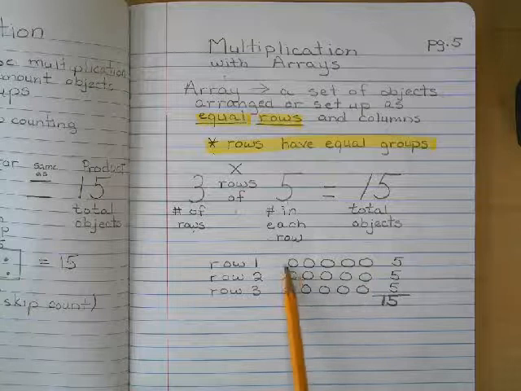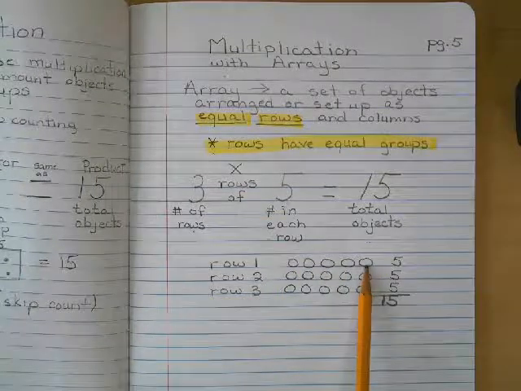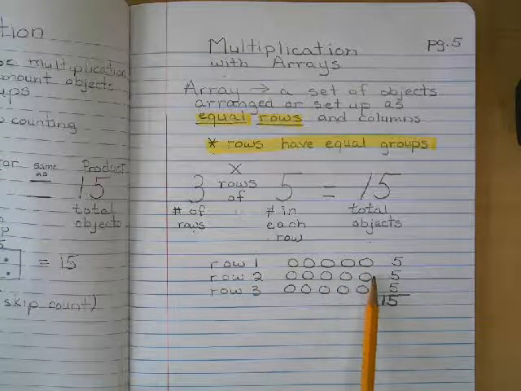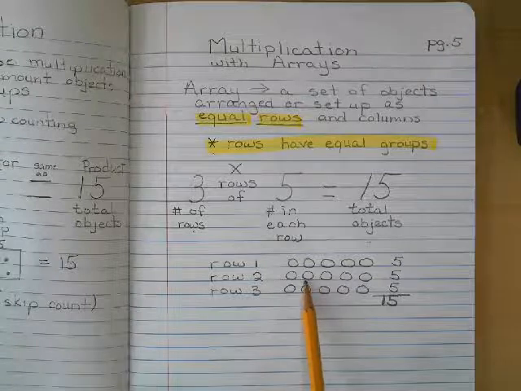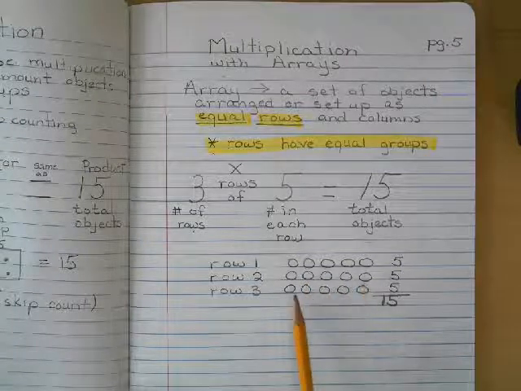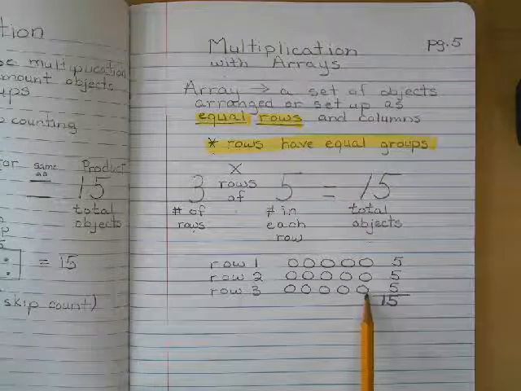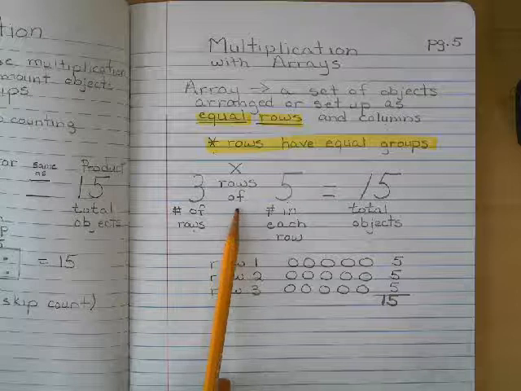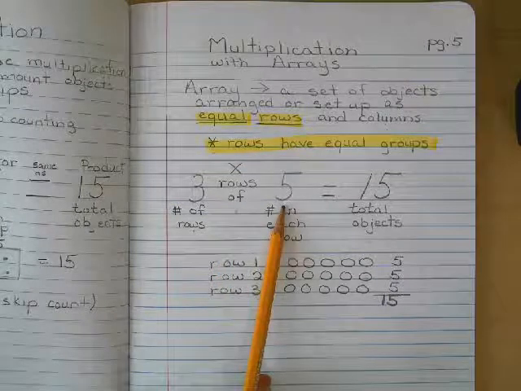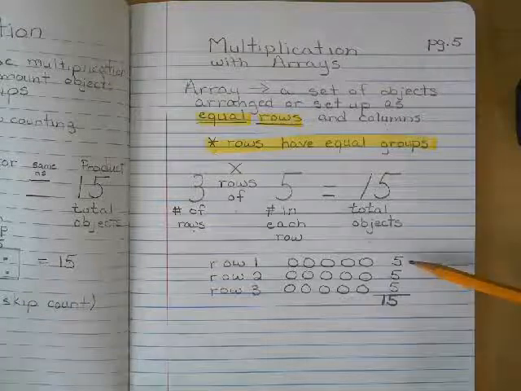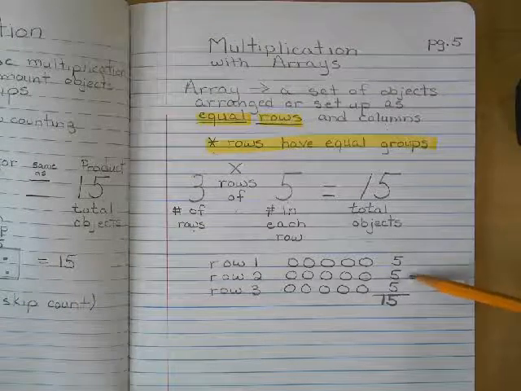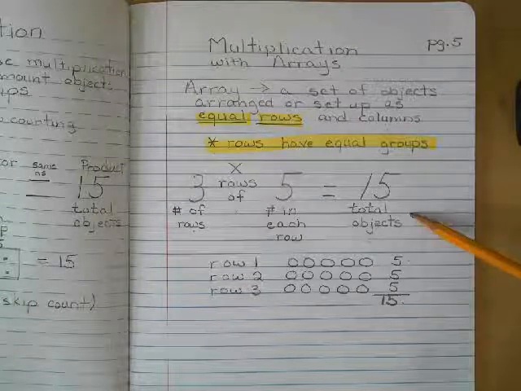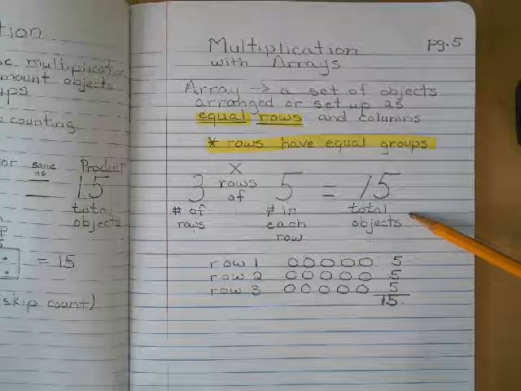So each line here is one row. Here I have one row of 5. I have a second row with 5 and a third row of 5. So that gives me my 3 rows of 5. And when I add those groups together, 5 plus 5 plus 5 is going to give me 15 total objects for my product.